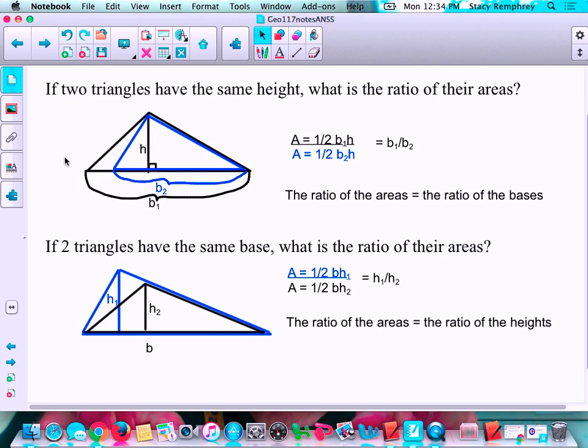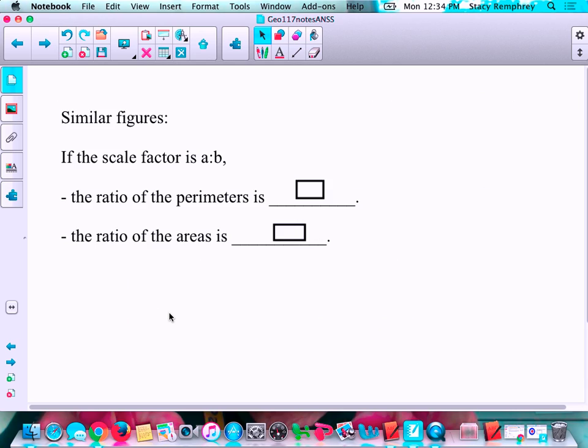All right, so we have a lot of information there. The next slide is just going to go through talking about that similarity we started with. When you saw the scale factor was A to B, what was the ratio of the perimeters? Okay, and hopefully you're saying A to B because it was the same.